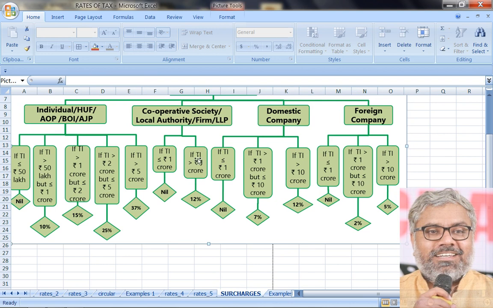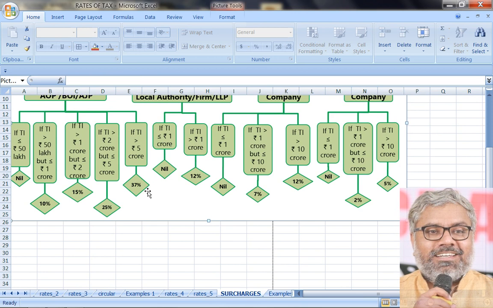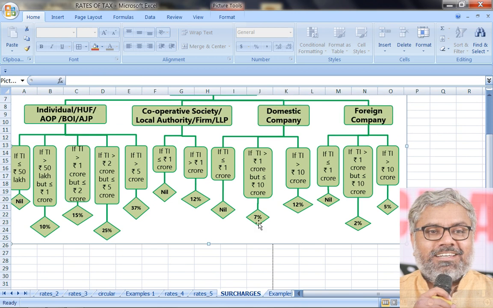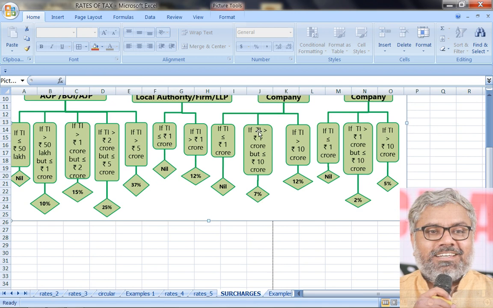That is very clear. More than 1 crore, that changes. For a firm, LLP, cooperative society and local authority, if the income exceeds 1 crore, surcharge will be 12% of income tax. For domestic company, it will be 7% of income tax, but not 12%. However, this 7% is applicable only when the total income is somewhere between 1 crore to 10 crores.